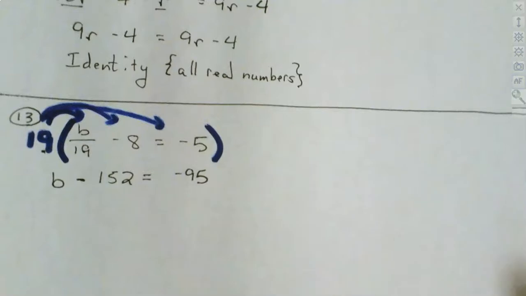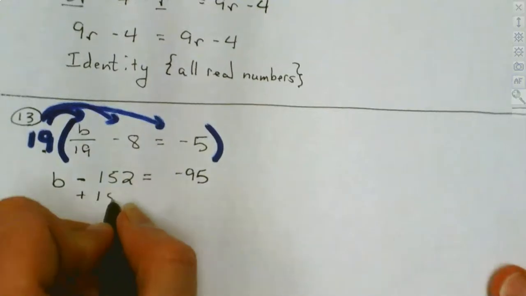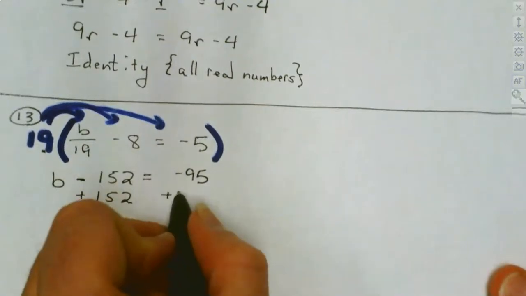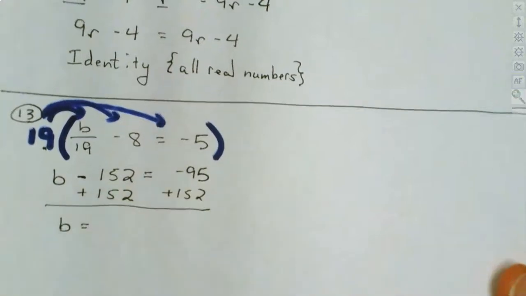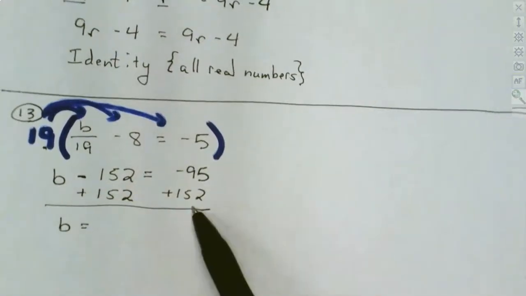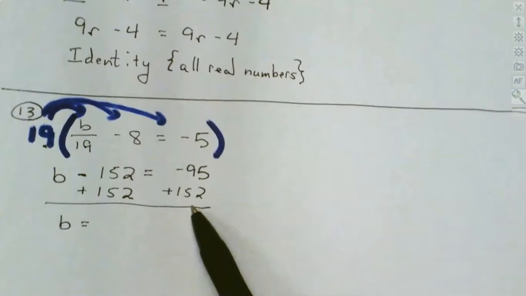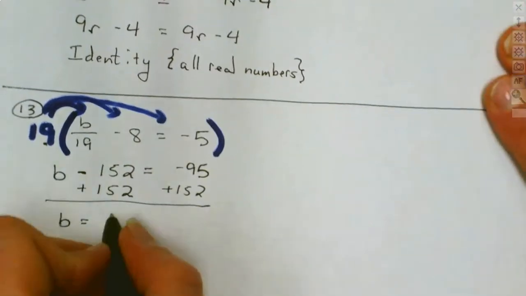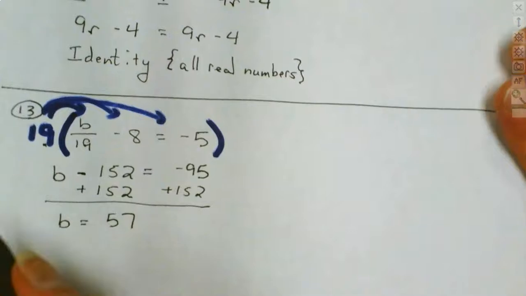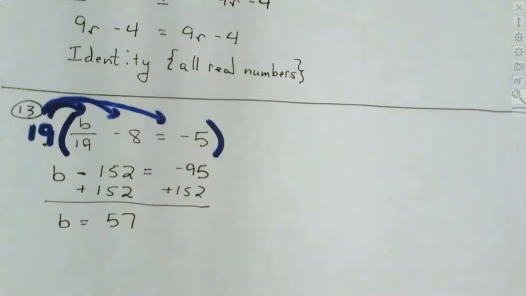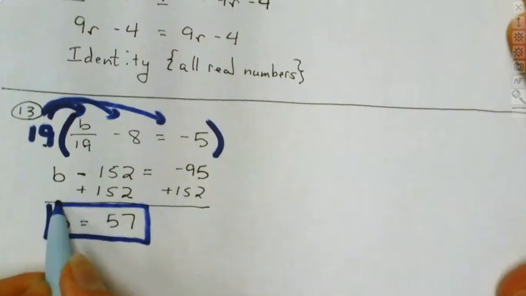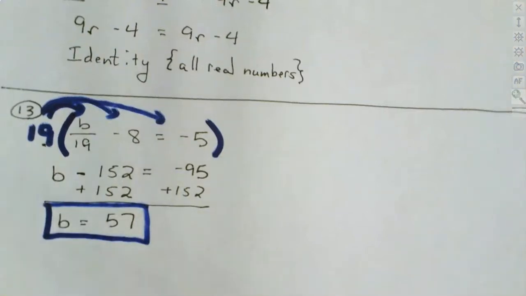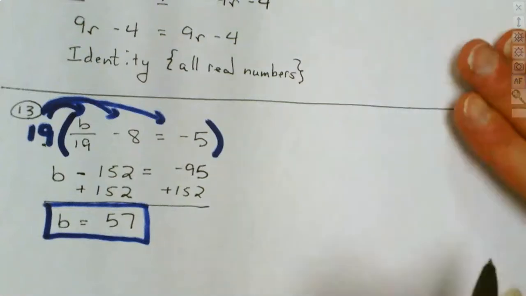Now we can finish it by simply adding 152 to each side. And again, watch your signs. So we've got 152 minus that 95. That gives you an answer then of a positive 57. It doesn't ask what type, but this would be a conditional equation because we solved it and we got b equaling 57. So it would be conditional. It doesn't ask that, but that would be a conditional equation.